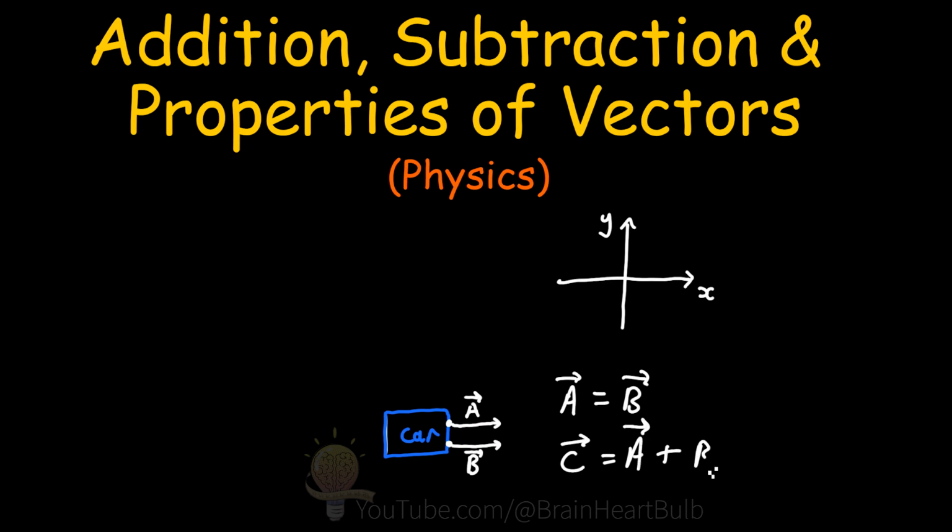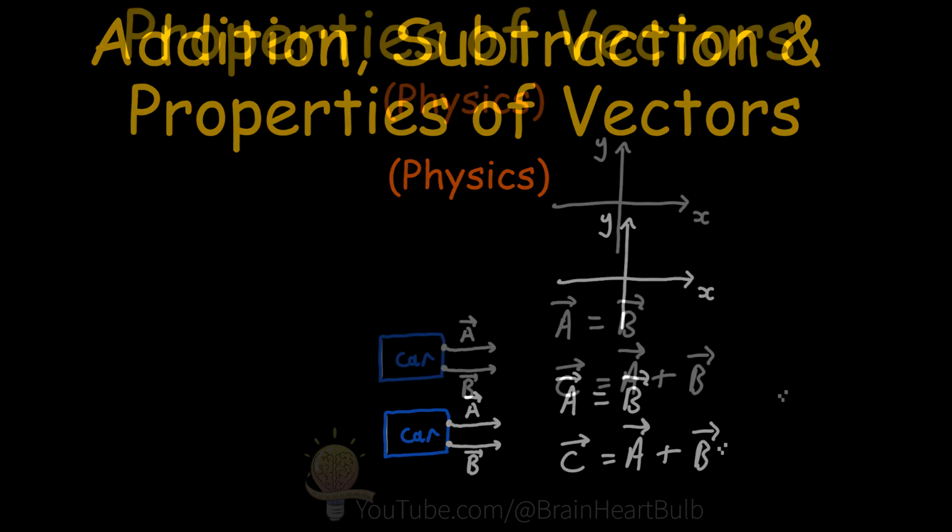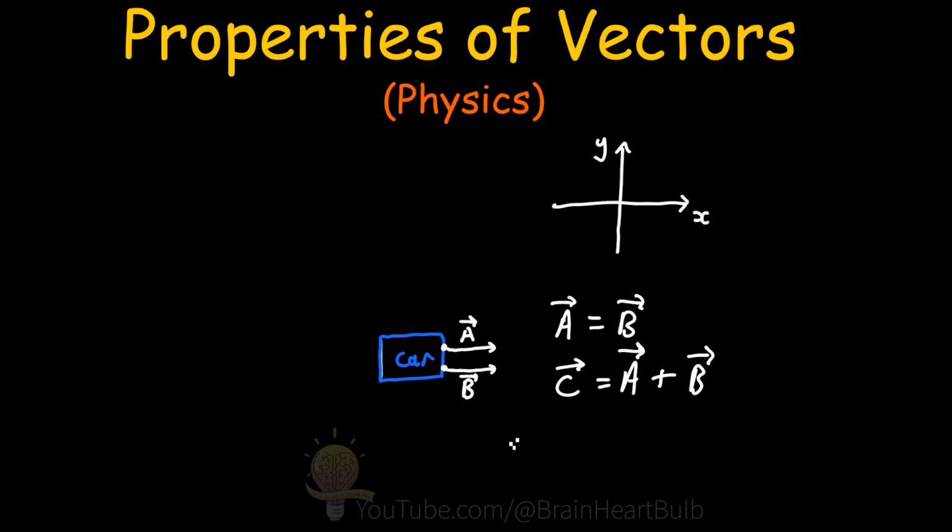plus the vector B. And we can draw this geometrically by joining the tail of one vector to the tip of the other. So if we start off with A, we can add B onto this vector, and the resultant vector, C here, is the sum of both vectors. And as you can see, it's pointing in the same direction.